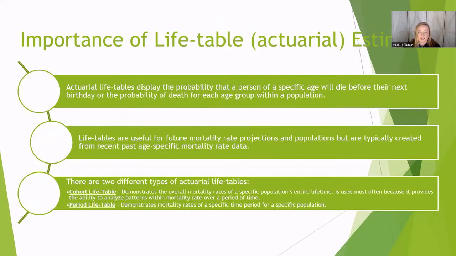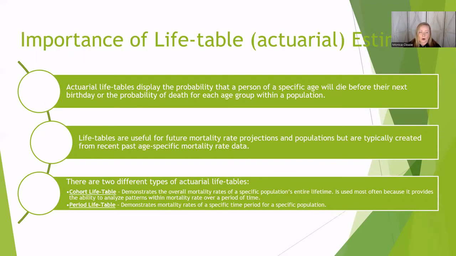The LIFETEST procedure can also produce life table estimates. These life tables display the probability that a person of a specific age will die before their next birthday, or the probability of death for each age group within a population. Life tables are useful for mortality rate projections in populations, but are typically created from recent past age-specific mortality rate data. There are two different types of life tables.